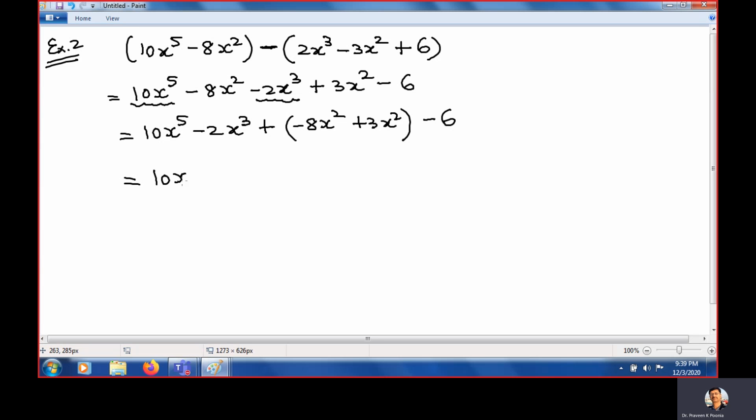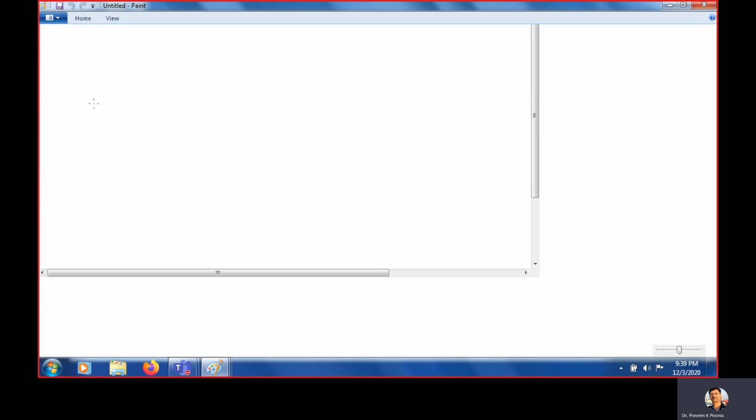So how much is it? 10x^5 minus 2x^3 minus 8 plus 3. It is minus 5x^5, it is 2x^3 and minus 6. This is the procedure. This is how we are adding and subtracting. This is very simple. It is not very difficult. Clear? Okay.